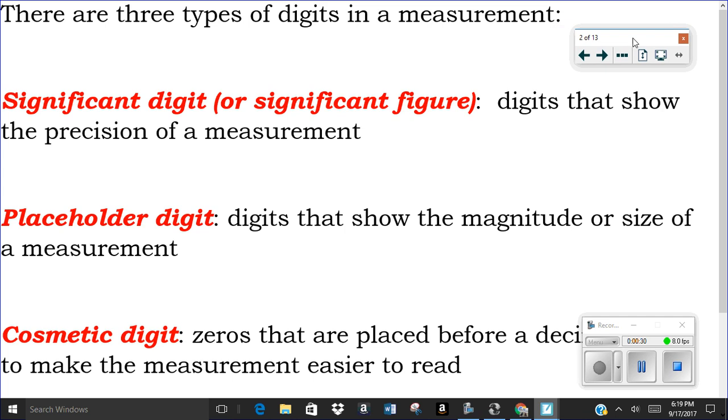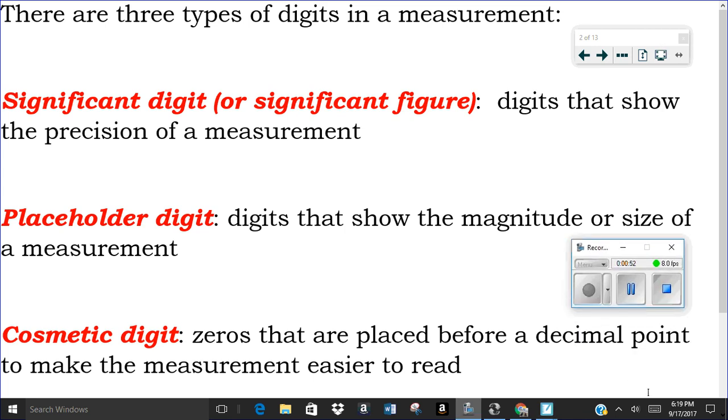There are three initial definitions that you should write down in your notebook. Number one, a significant digit or a significant figure, or what we call Sig Figs, are digits that show the precision of a measurement. And there are rules to identify those significant digits that we're going to talk about later on. Number two, there are placeholder digits. Placeholder digits just show the magnitude or size of a measurement. They just show how big or how small a measurement will be.